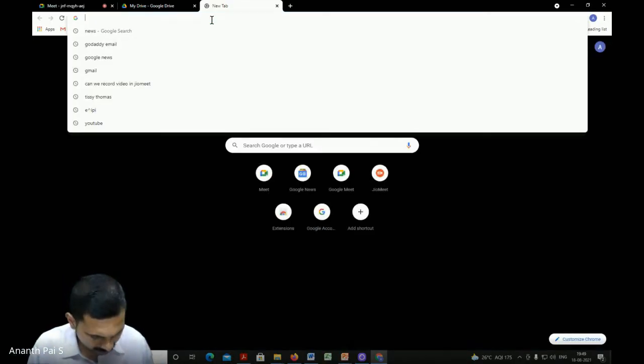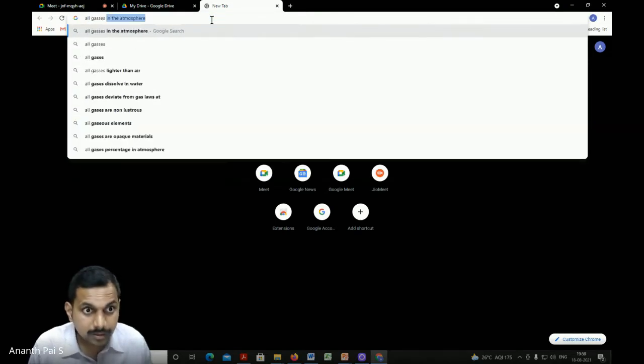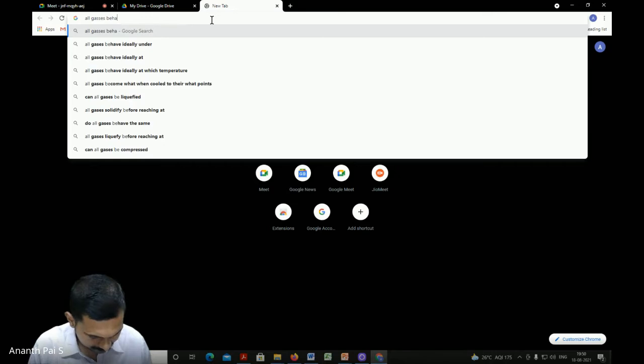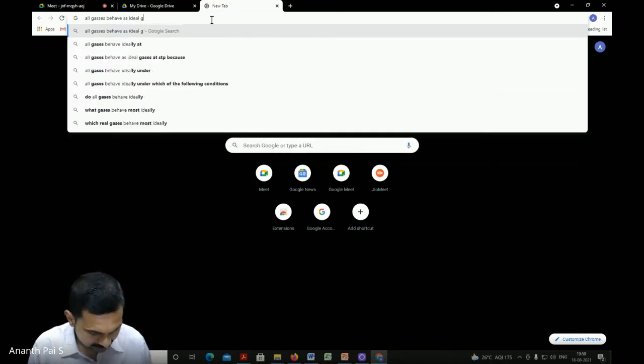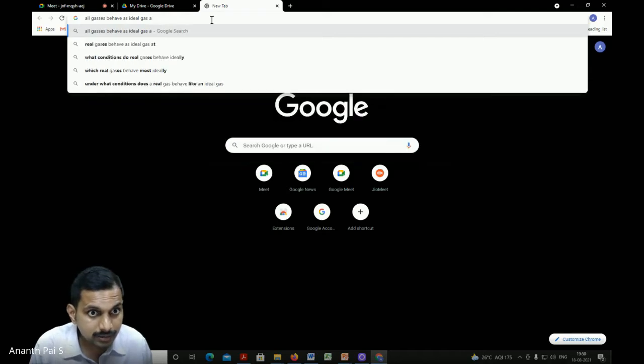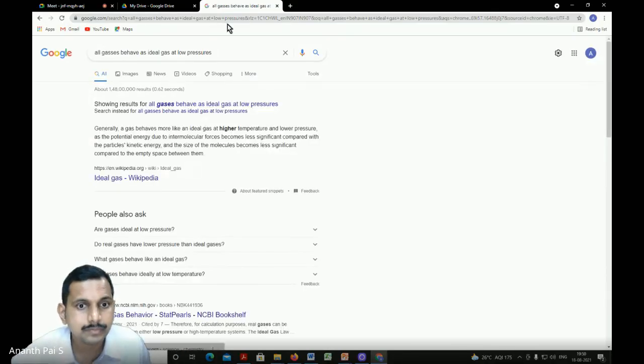Ideal gas. When all gases behave as an ideal gas at low pressures. Yes, sir. Low pressure and high temperature. A gas behaves like an ideal gas at higher temperature and lower pressure.